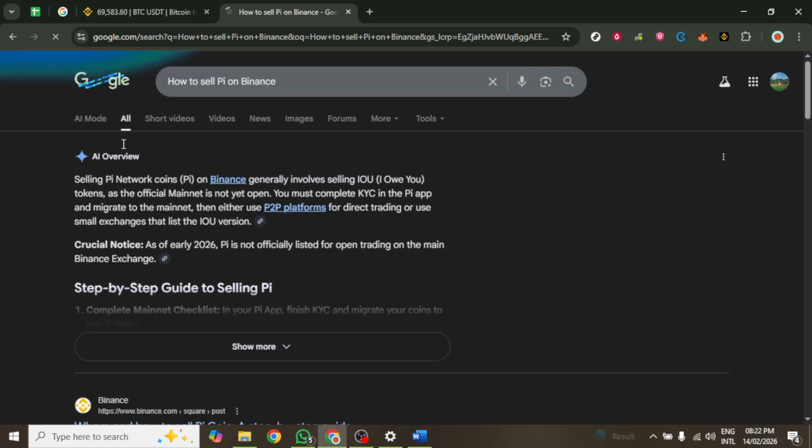Ensure that you stay updated on Binance's announcements regarding new listings to know when or if Pi becomes available for trading.